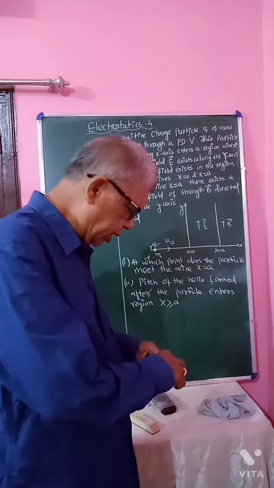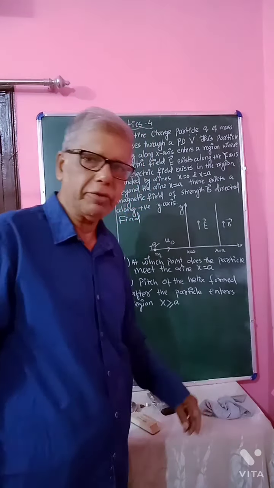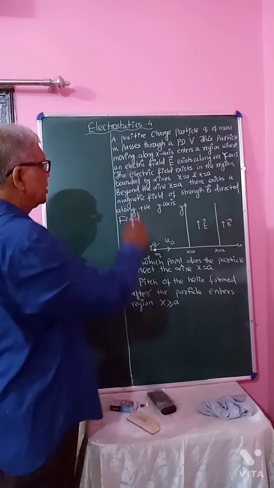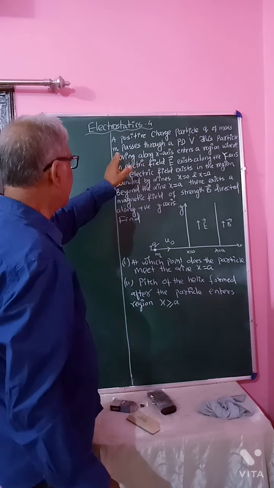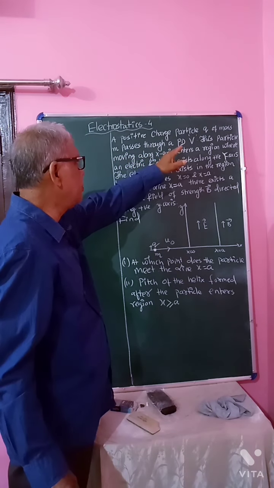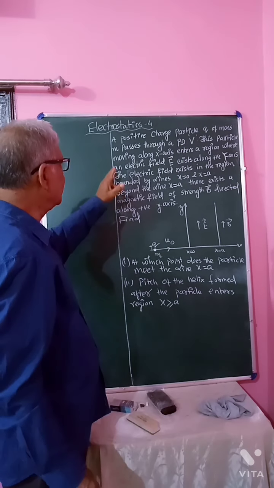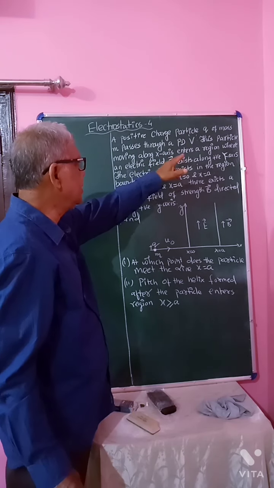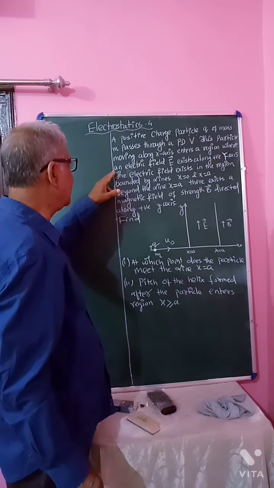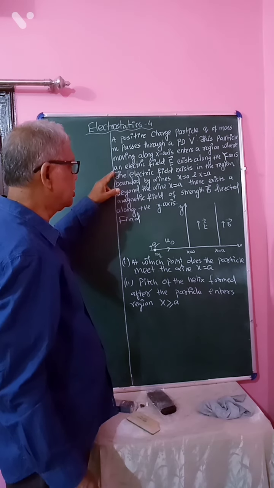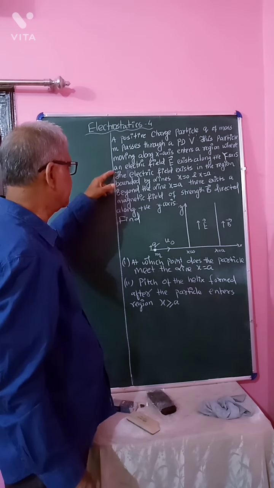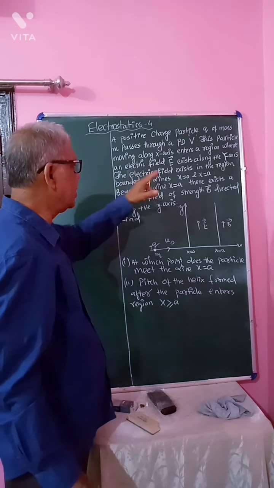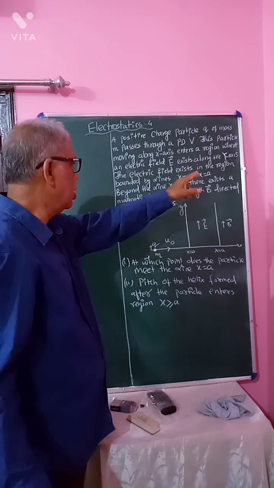I shall discuss an important problem for NEET as well as JEE. The problem is: a positively charged particle of charge q and mass m passes through a potential difference V. This particle, moving along the x-axis, enters a region where an electric field E exists along the positive y-axis. The electric field exists in the region bounded by the lines x equal to 0 and x equal to a.